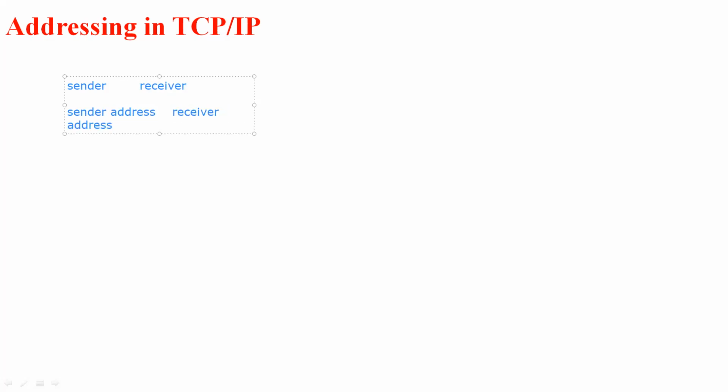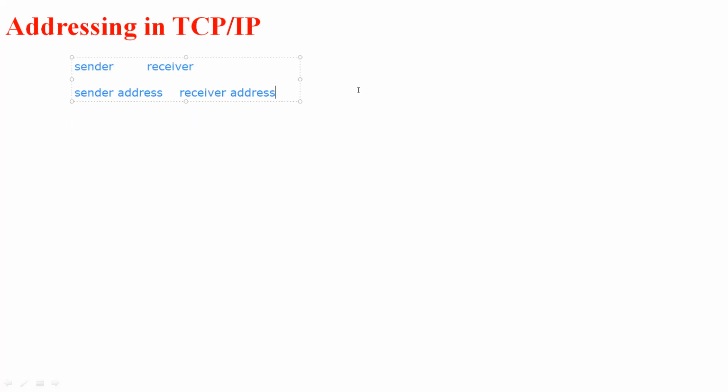Any communication that involves two different parties needs to address a particular network. So they are the source address and the destination address. We have 5 different layers in TCP/IP, so we need 5 different pairs of addressing, one pair for each layer.